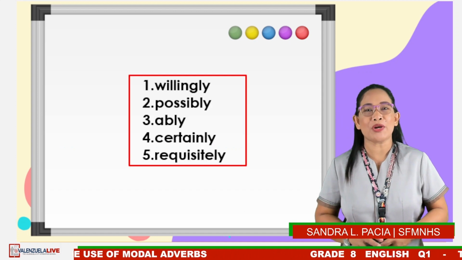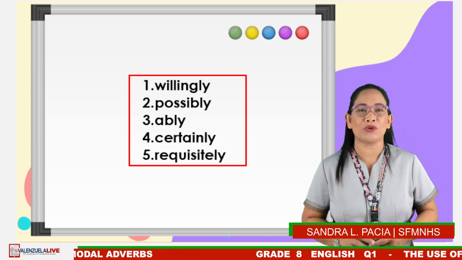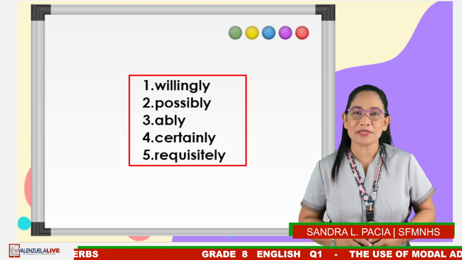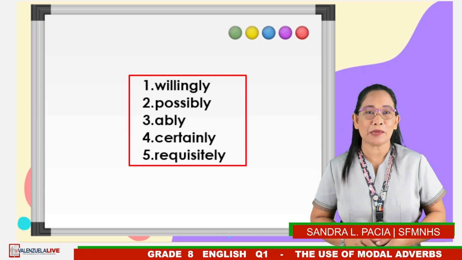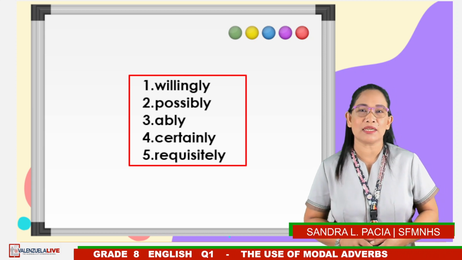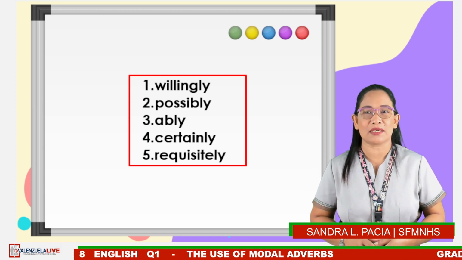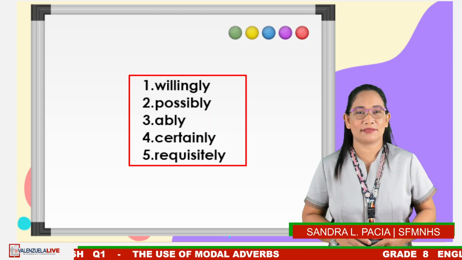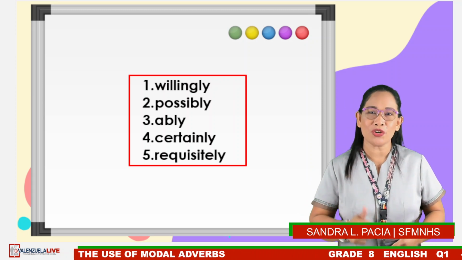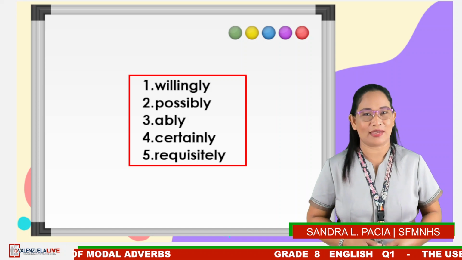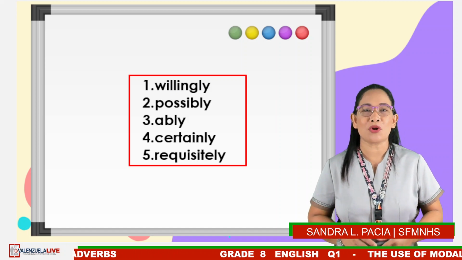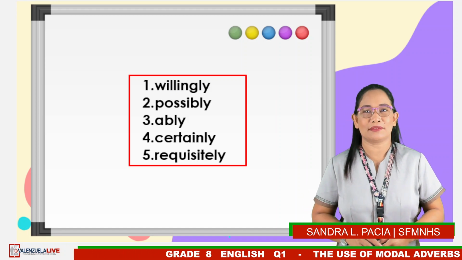To sum up your answers, number 1, we have willingly. Number 2, possibly, number 3, ably, number 4, certainly, and number 5, requisitely. Did you get them all correct? If you get 5, very good. If not, it is all right. Always remember, there is always room for improvement.